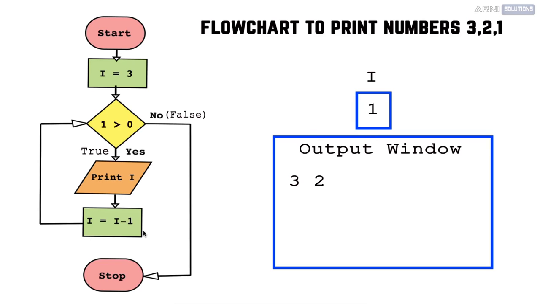Now we again check the condition: is 1 greater than 0 or not? As 1 is greater than 0, which is true, we simply print the value 1 on the output window. After printing the value 1, we again decrease the value of I, which makes I 0. Now again we check the condition: is 0 greater than 0 or not? 0 is not greater than 0, right? That means it results in a false value. If the condition returns false, then we don't go inside the loop. The final output is 3, 2, 1, which is what we wanted.